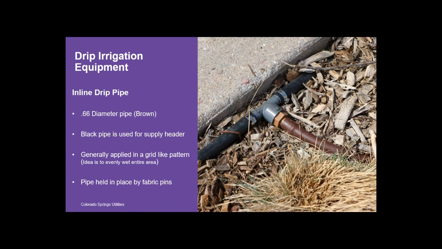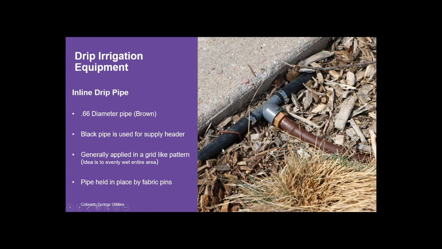The black pipe is used as a supply header. What that means is this black pipe here is our supply from our water source, and we have a fitting here that's connected to our water source where we start to apply this water from the supply through the brown netafim pipe, to begin to use that brown netafim as a drip emitter. It's generally applied in a grid-like pattern, and the idea is to evenly wet the entire area for a more densely planted planting bed or vegetable garden.